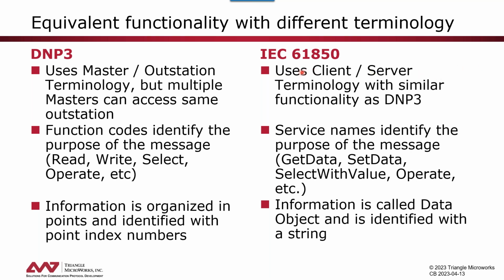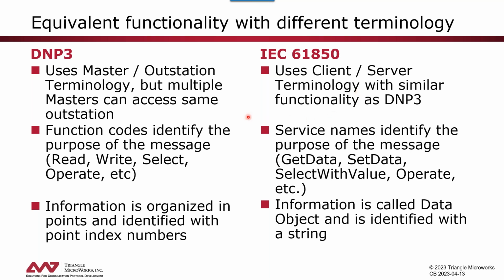So while 61850 uses the terminology client-server communication for the vertical communication, in DNP3, we typically talk about master outstation communication. But also in DNP3, we have the possibility that multiple masters can access the same outstation.